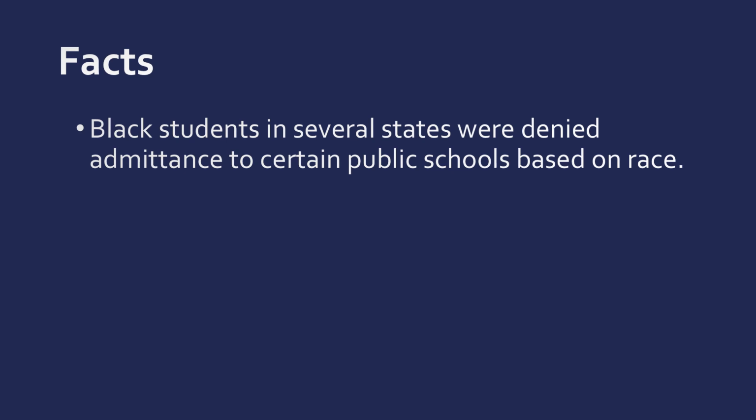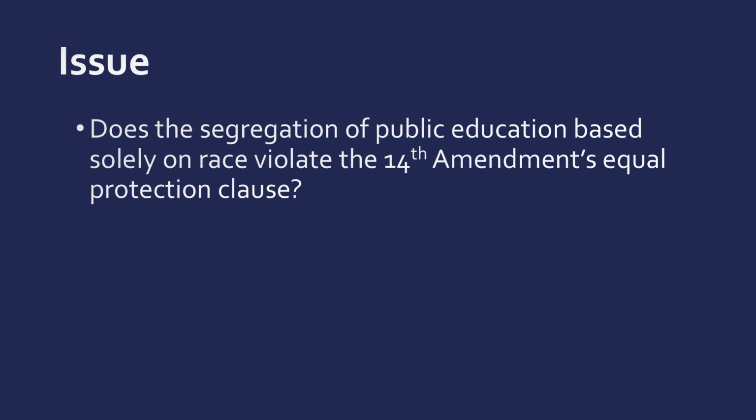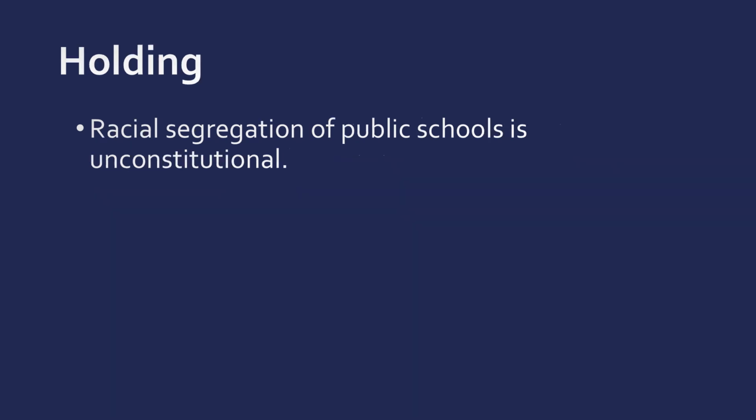Facts of the case is that black students in several states, not just Kansas, were denied admittance to certain public schools based on their race. So that was the reason for their denial, is their race. The issue: does the segregation of public education based solely on race violate the 14th Amendment's Equal Protection Clause? The holding is that racial segregation of public schools is unconstitutional.